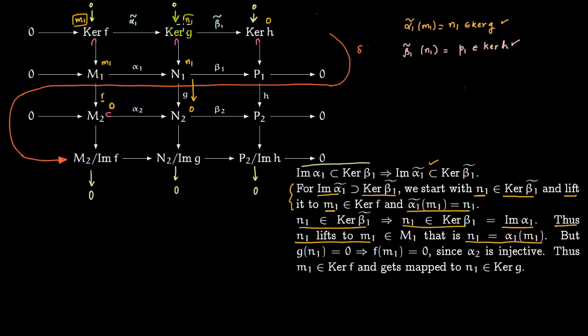So we started with n1, we went through this process, and we got an m1 which lies in the kernel of f. So again, g of n1 is 0. This implies f of m1 is 0. Since alpha 2 is injective, you picked 0 to 0, and therefore you said f of m1 is 0 because of commutativity of this square. And therefore m1 lies in the kernel of f, and thus it gets mapped to n1, which we started with.